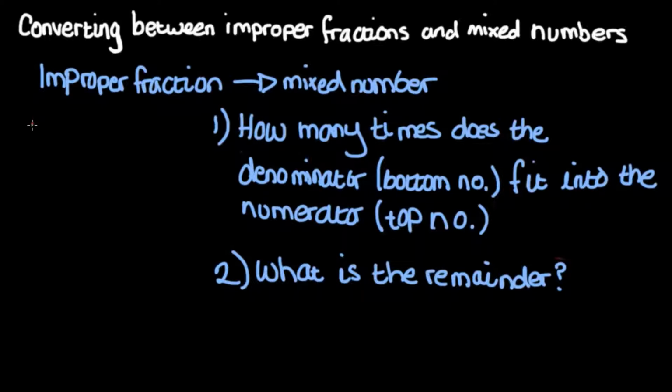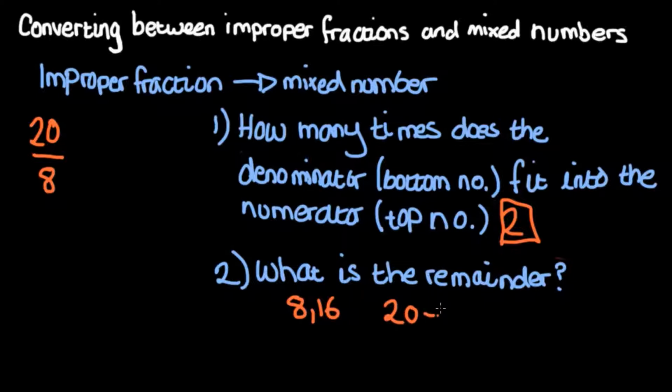Okay, this time let's try to convert 20 over 8 into a mixed number. So, number 1, how many times does the denominator fit into the numerator? So the denominator is 8 and the numerator is 20. How many times does 8 fit into 20? Twice. Now we have to ask ourselves, what's the remainder? So 8 fits into 20 twice, so we have 8, 16. So the remainder here is 20 minus 16, which is equal to 4.